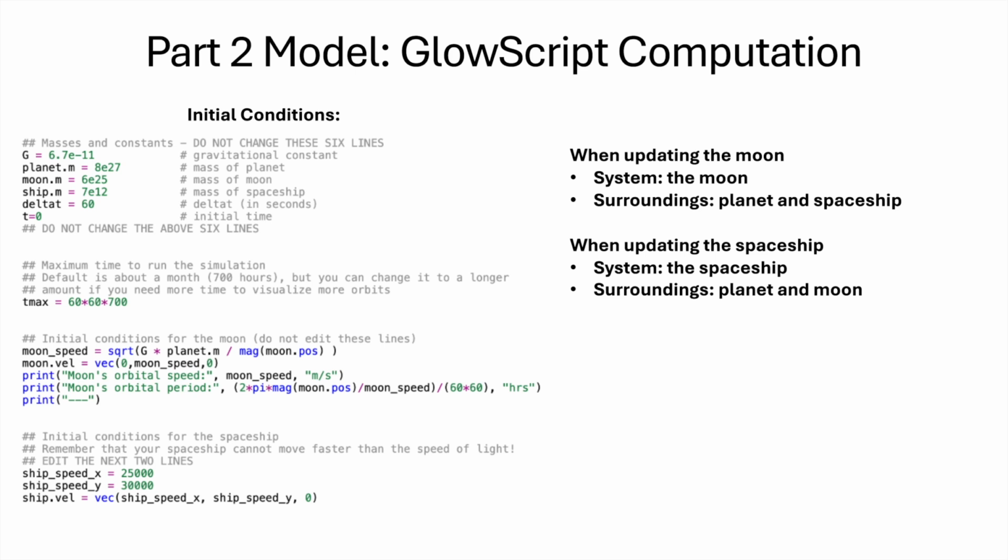When updating the moon, the system is the moon, and the surroundings are the planet and spaceship. When updating the spaceship, the system is the spaceship, and the surroundings are the planet and the moon. For the planet-moon-ship system, I use the same momentum principle with superposition. When updating the moon, forces from the planet and ship act as surroundings.